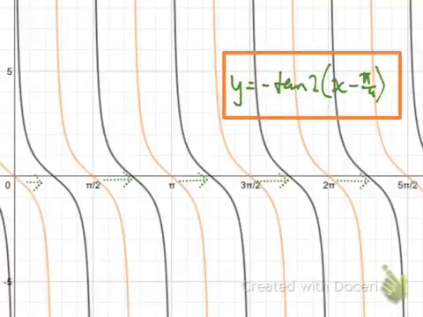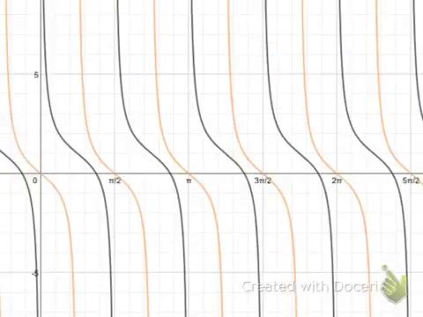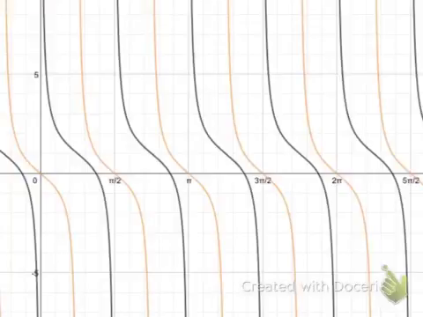So I've made that transformation, and now my graph is at that stage there. But remembering, my original graph that I had to draw had that plus 1 there. So we now have to take the whole graph up one place. And that's what I've done here. So now I've moved the graph across pi on 4 places and moved it up one place.